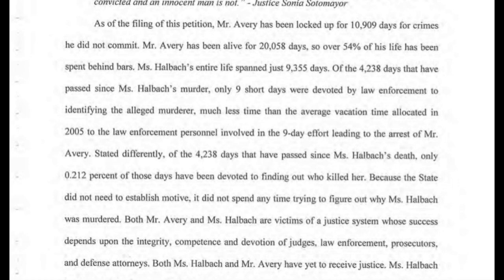Of the 4,238 days that have passed since Ms. Halbach's murder, only 9 short days were devoted by law enforcement to identifying the alleged murderer, much less time than the average vacation time allocated in 2005 to the law enforcement personnel involved in the 9-day effort leading to the arrest of Mr. Avery. Stated differently, of the 4,238 days that have passed since Miss Halbach's death, only 0.212% of those days have been devoted to finding out who killed her. Because the state did not need to establish motive, it did not spend any time trying to figure out why Miss Halbach was murdered.